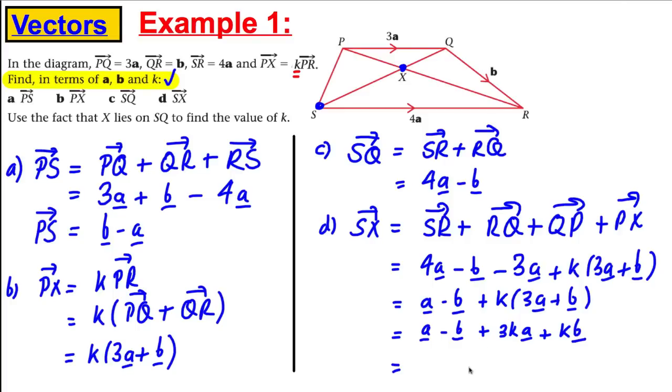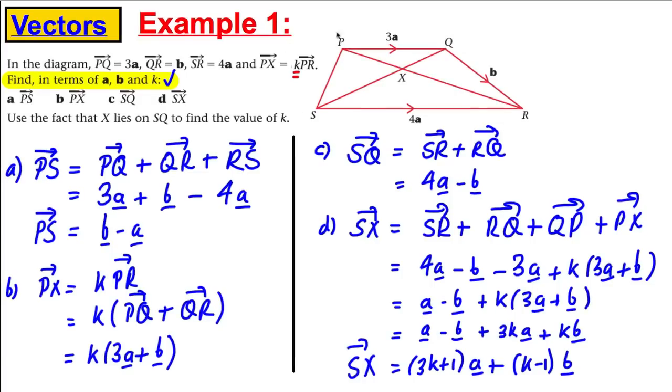Now the question is, how many a's do we have? We've got 1 here and we've got 3k here, so if you add them together, you've got 3k plus 1 lots of a. And how many b's have you got? Well, you've got negative 1 here and k here, so you've got k subtract 1 lots of b. So that's the tidiest way of writing S to X: S to X is (3k + 1) lots of a plus (k − 1) lots of b.